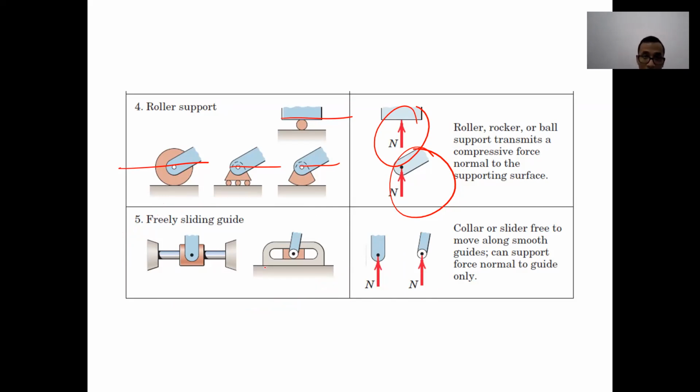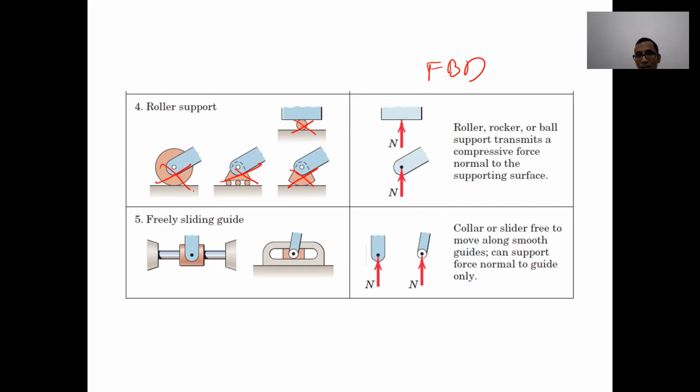Okay, the same here. Okay, when we talk about support and we talk about the free body diagram, in the free body diagram, you are not supposed to draw the support anymore. What you need to do is just to replace the support with the forces which are representing the support. In this case, it's normal force only because it's a roller support.